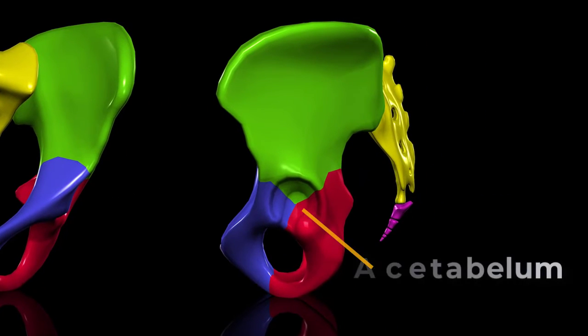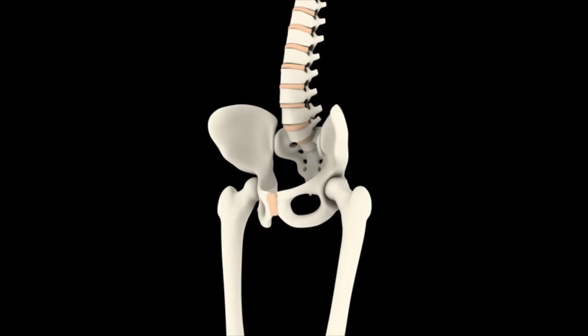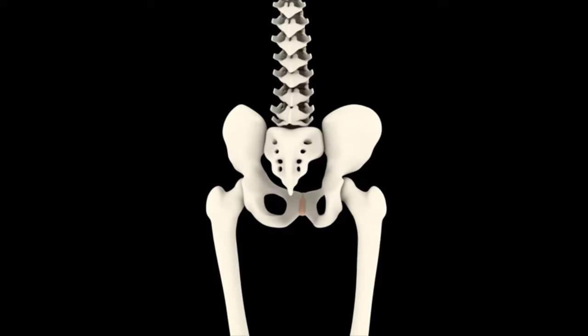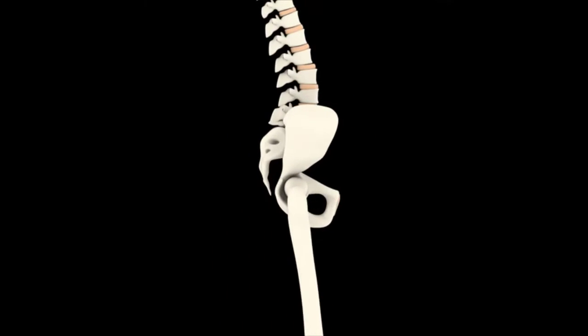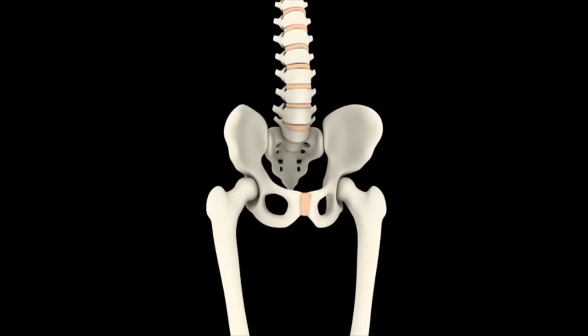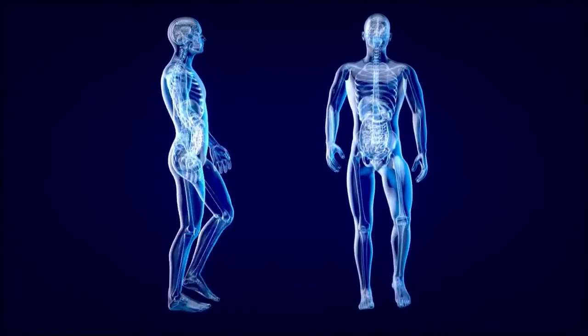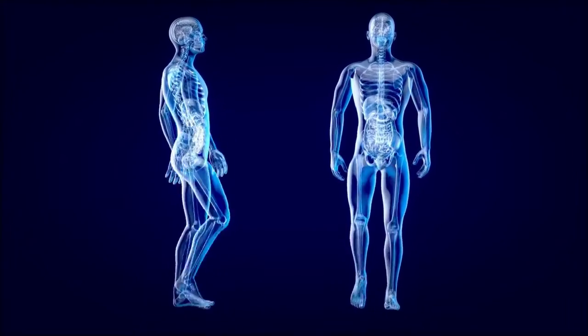forming a deep cup-shaped cavity called the acetabulum. This is located on the lateral side of the hip bone and is part of the hip joint. The large opening in the antero-inferior hip bone between the ischium and pubis is the obturator foramen. Several ligaments unite the bones of the pelvis.